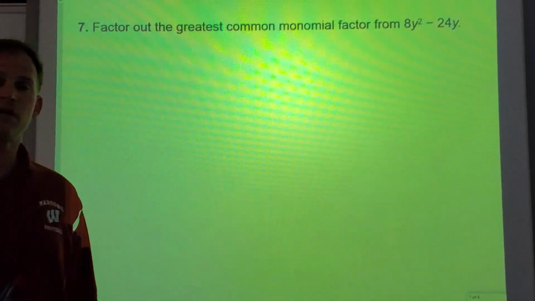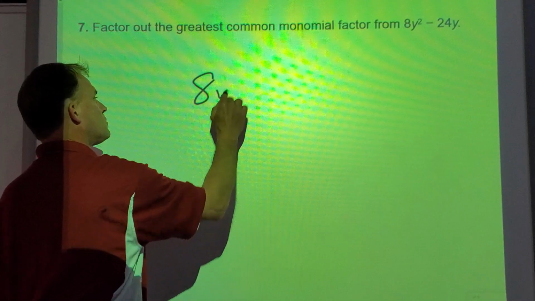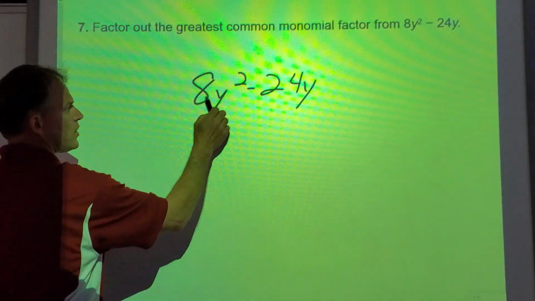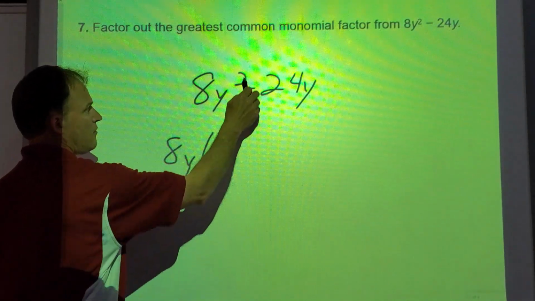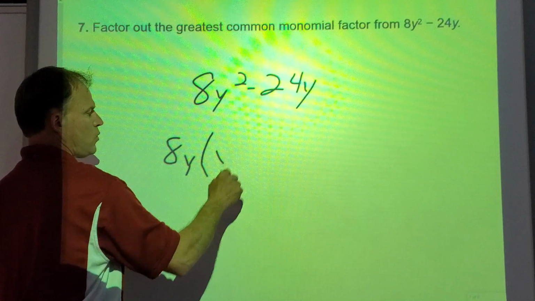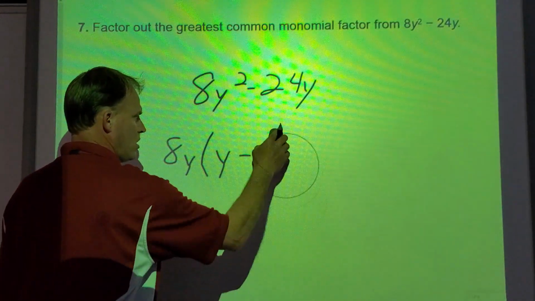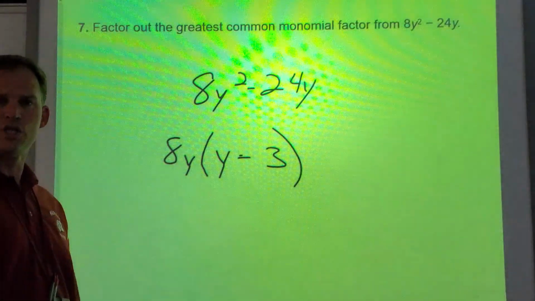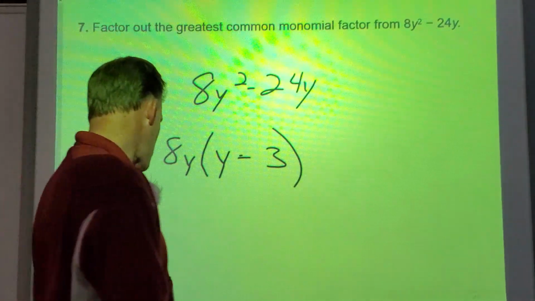See if you can find the GCF for that. So I look here, I know 8 goes into both of those. I see they have one y in common. If I take an 8 and a y out, there's a y left. Take that out, I have a 3. So that would be my GCF factor. Questions? All right.